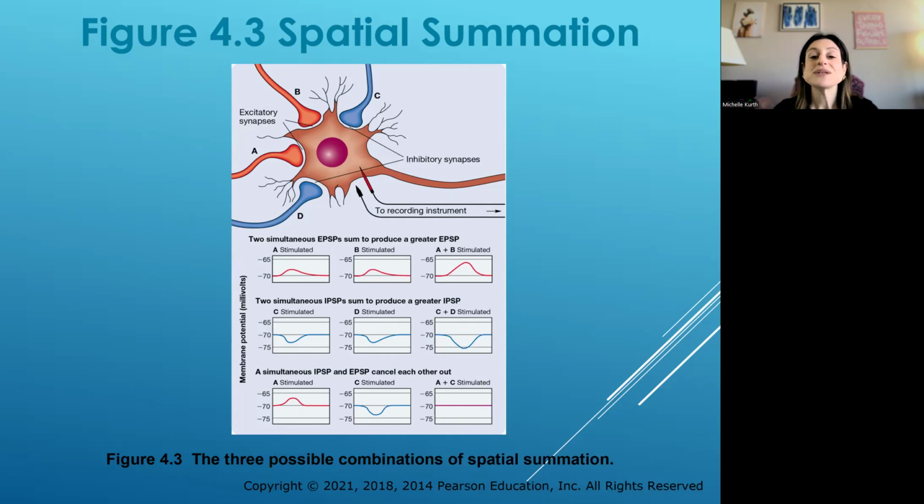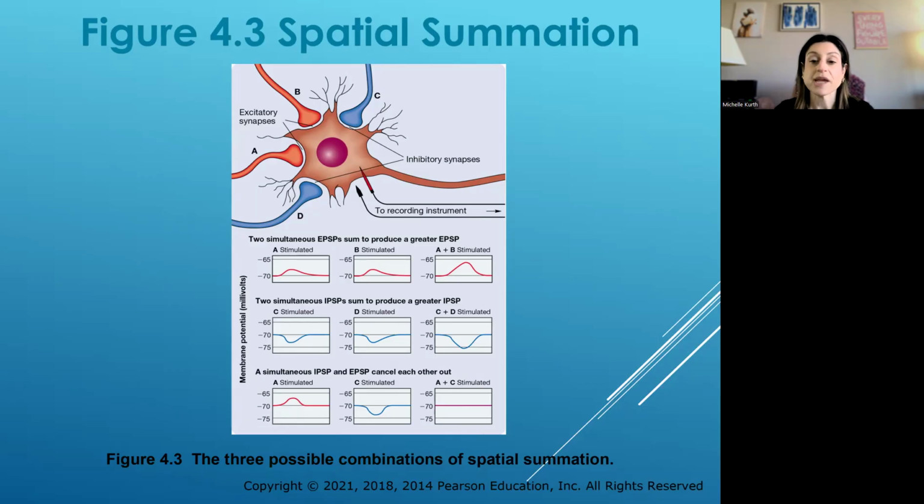And then the bottom row is when we have one EPSP, or excitatory, and one IPSP, inhibitory, signal arriving at the same time. They can actually cancel each other out. Notice how the red and blue signals balance, right? That line is flattened, and that's the neuron basically staying neutral because the yes and the no inputs balance each other out.